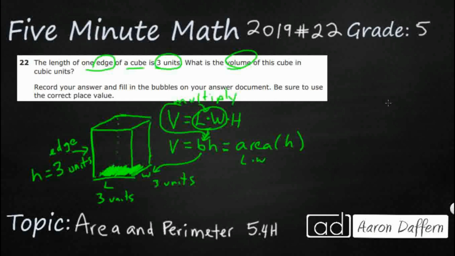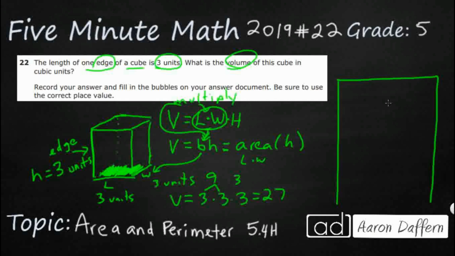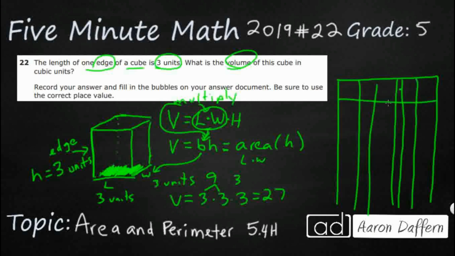So let's figure out what that is. Volume equals length times width times height equals 3 times 3 times 3. Two 3s is 9, and then 9 times another 3 gets us 27. So we have 27 cubic units. If we put that on our free response here, let's make sure we put that correctly. We've got a decimal right here, 2 digits to the right of the decimal, which we don't need. What we're going to need is 27.